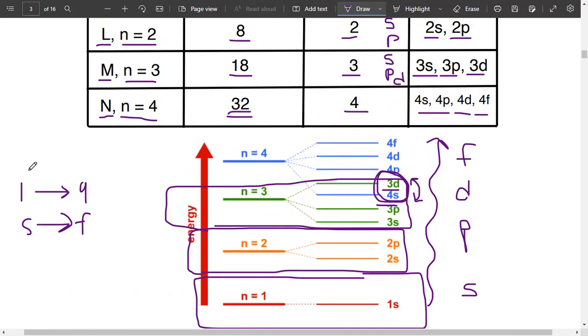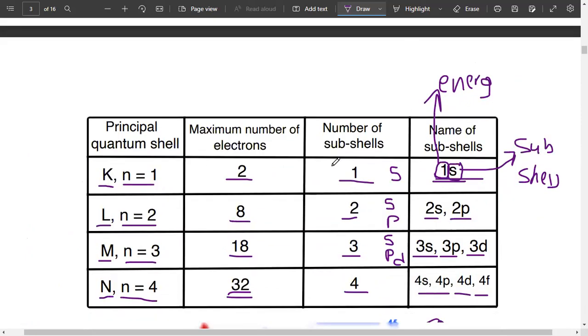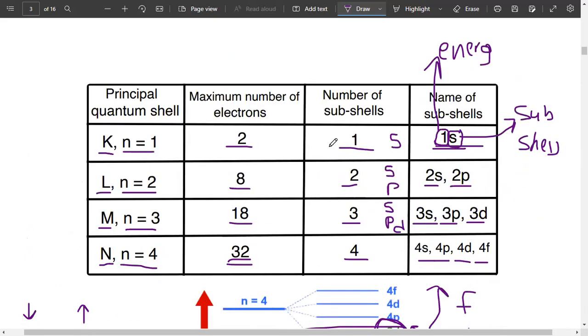हमें पता है कि प्रिंसिपल क्वांटम एनर्जी लेवल में देखेंगे तो फर्स्ट शेल की सबसे कम एनर्जी होगी और फोर्थ की सबसे ज्यादा होगी. सबशेल्स में भी देखेंगे तो s would have the lowest energy and f would have the highest energy. So these are the principal quantum subshells and the types of subshells that we have discussed, S, P, D, and F in each of the energy levels.